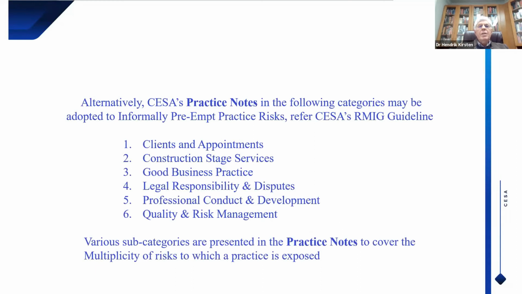Alternatively, CESA's practice notes in the following categories may be adopted to informally preempt practice risks: clients and appointments, construction stage services, good business practice, legal responsibility and disputes, professional conduct and development, and quality and risk management. Various subcategories to these are presented in the practice notes to cover the multiplicity of risks to which a practice is exposed.